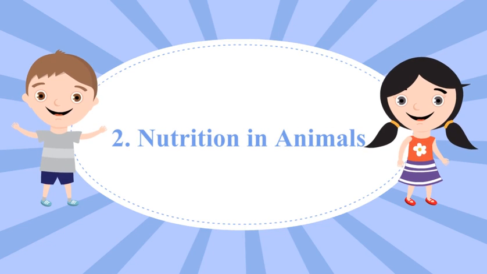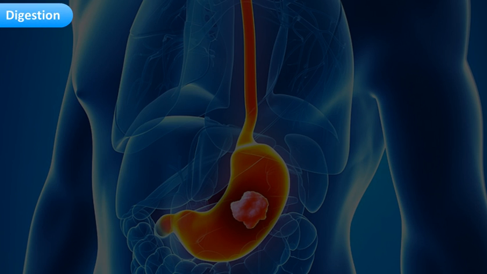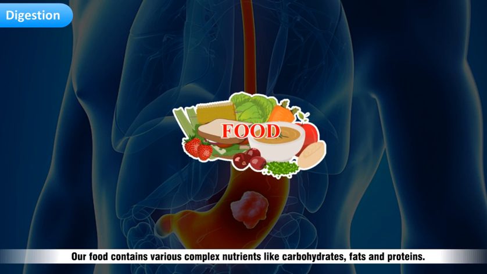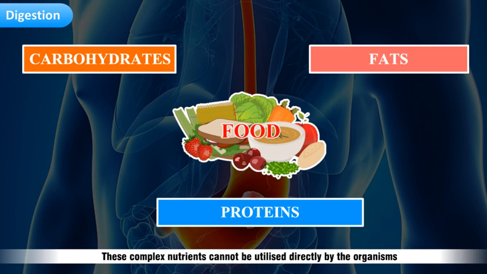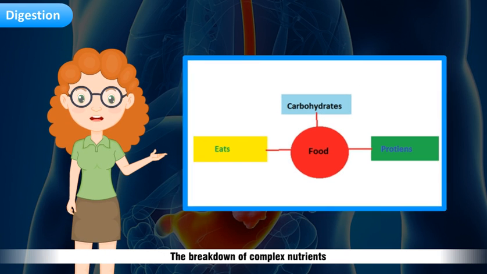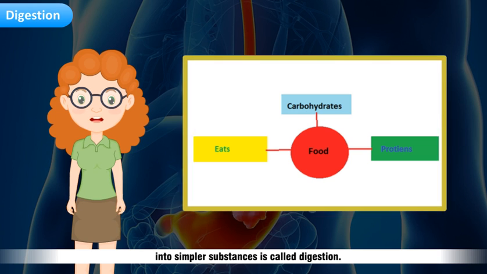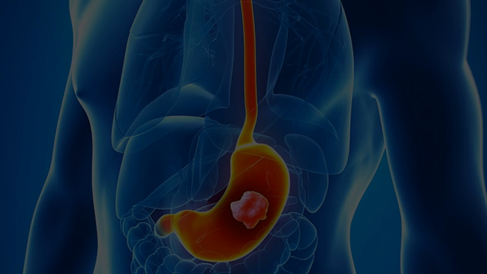Chapter 2: Nutrition in Animals. Digestion. Our food contains various complex nutrients like carbohydrates, fats, and proteins. These complex nutrients cannot be utilized directly by the organisms and are broken down into simpler substances. The breakdown of complex nutrients into simpler substances is called digestion. Let us see the digestion process in human beings.